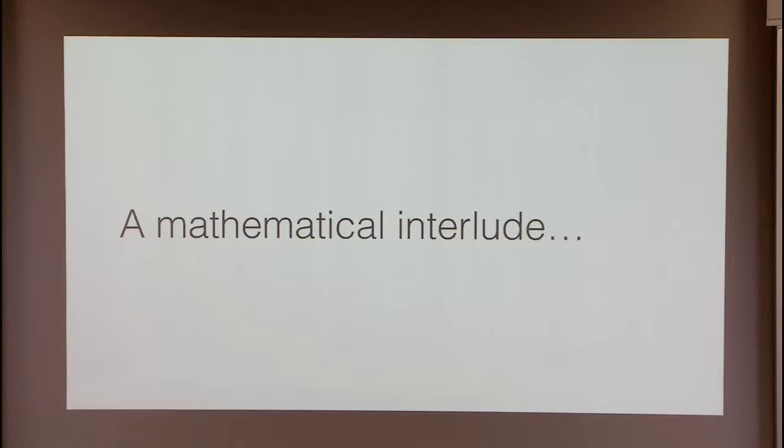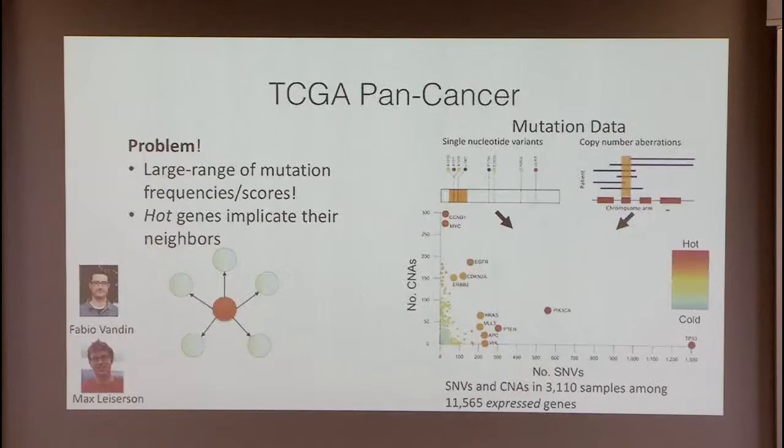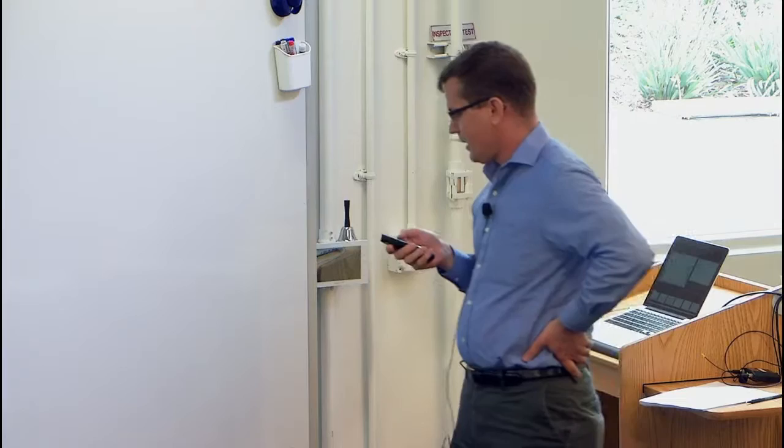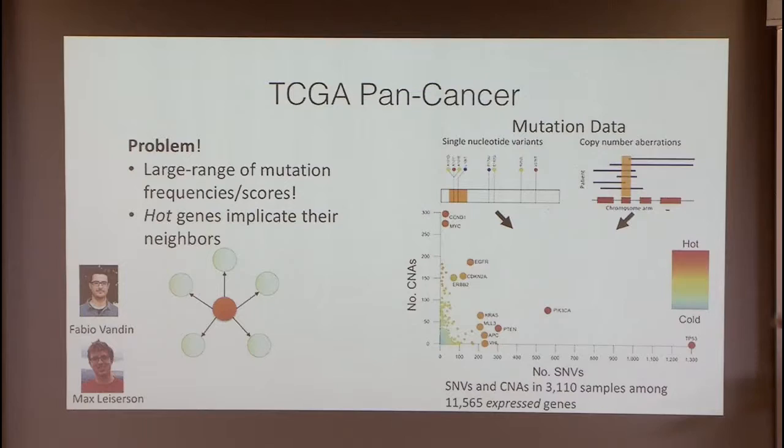Yes. Uh-oh, yes. Are these the number of SNVs in any sample? This is across all samples. Yeah, this is a pan-cancer analysis, 3,000 samples. We forget about which type they are. So P53 is in a little under half the samples. We'll come back to all that.